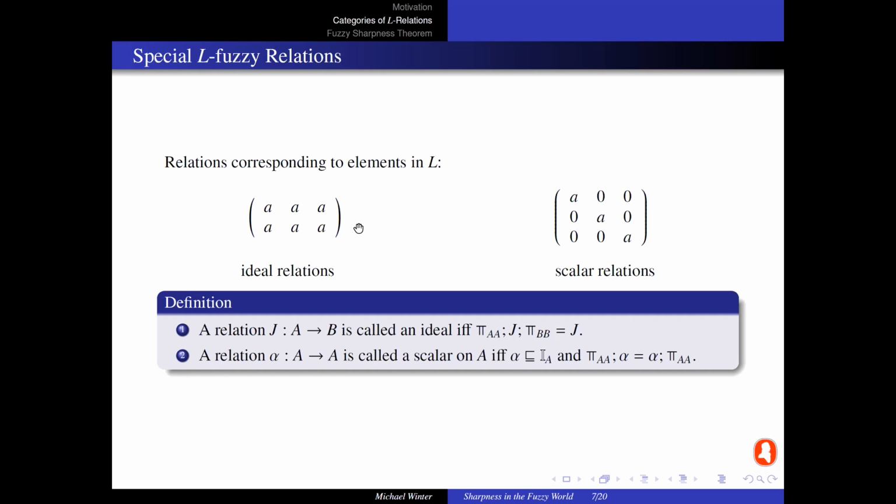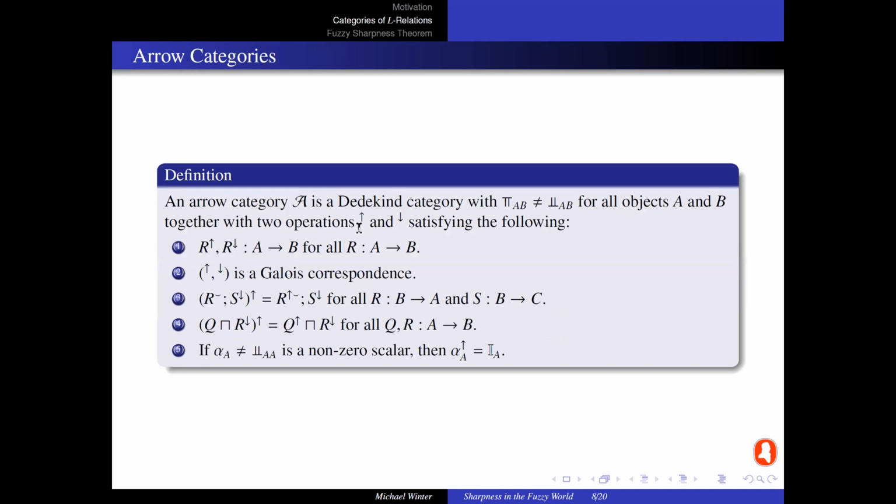So why I'm introducing all of this, just because they are part of the next definition, which is an arrow category, which allows you now also to talk about crispness, and this is this up arrow and down arrow operation.